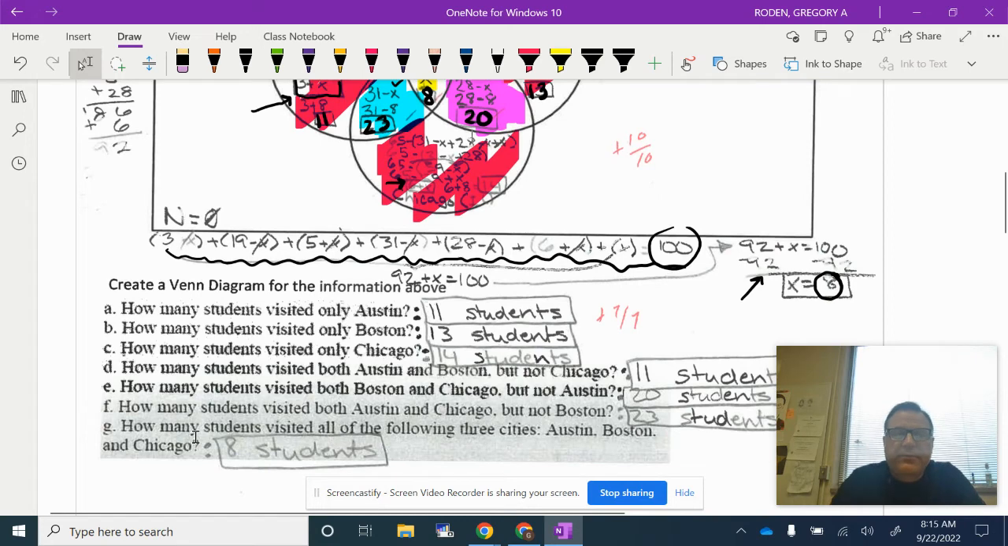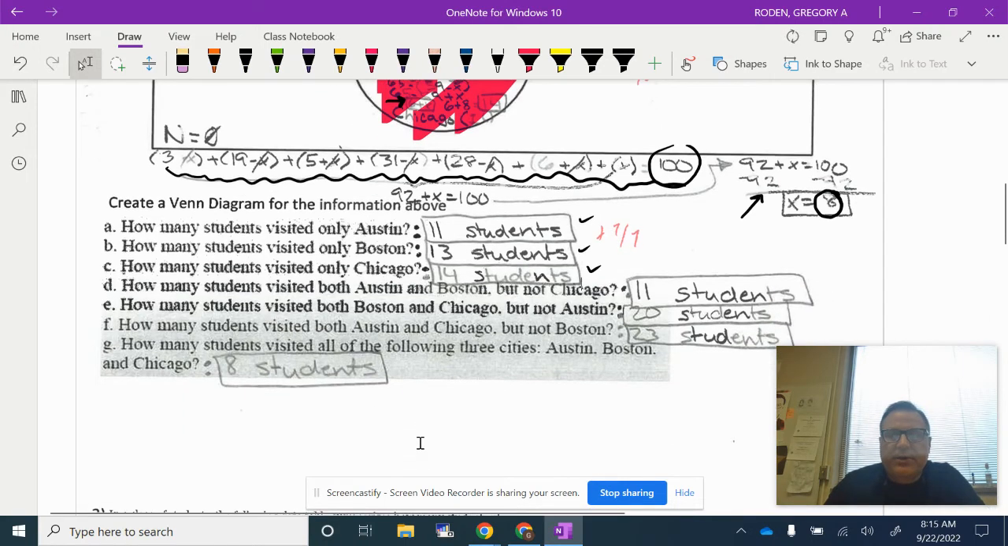Okay, how many students visited Austin only? Well, that's the 11 in the red. How many students visited Boston only? That's the 13 in red. How many students visited Chicago? That's the 14 in red. Okay. How many students visited both Chicago and Austin, but not Boston? It was 11. And then 20 students were here, 23 students were here, and then 8 students were at the end. Okay, you guys see that?